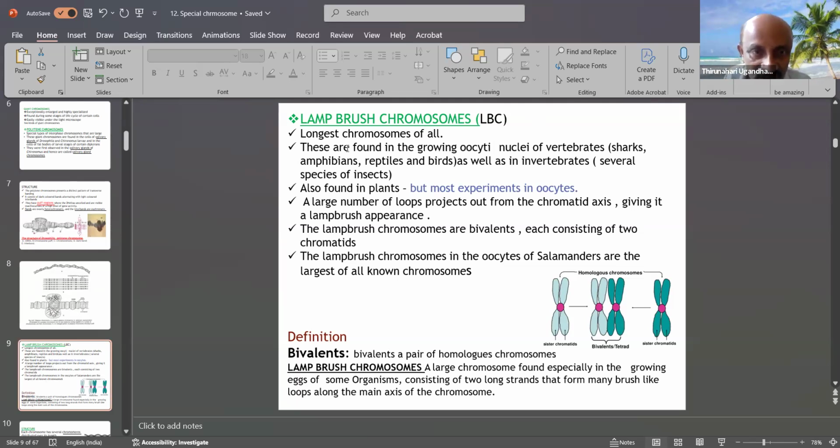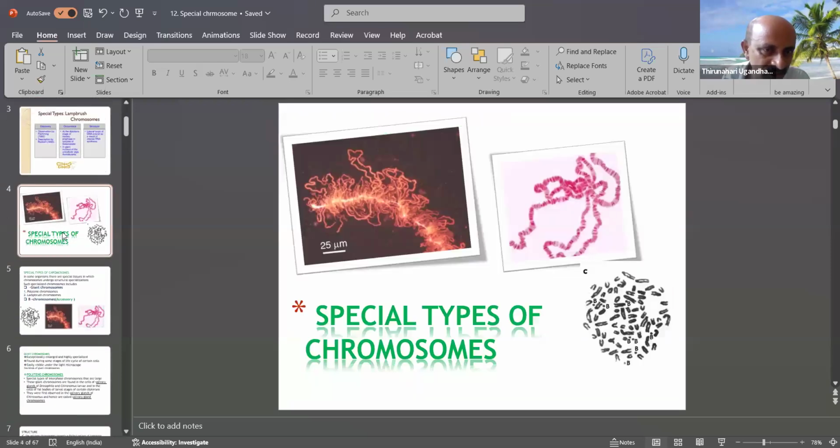Also, these longest chromosomes are found in the growing oocyte nuclei of vertebrates like sharks, amphibians, reptiles and birds. In invertebrates, several species of insects are examples of the lampbrush chromosome. They are just starting here, but this is special.